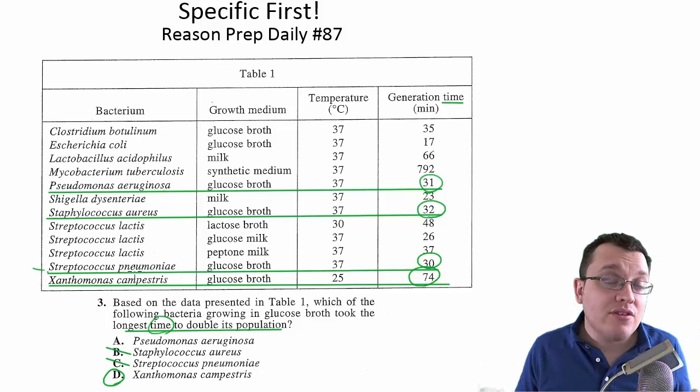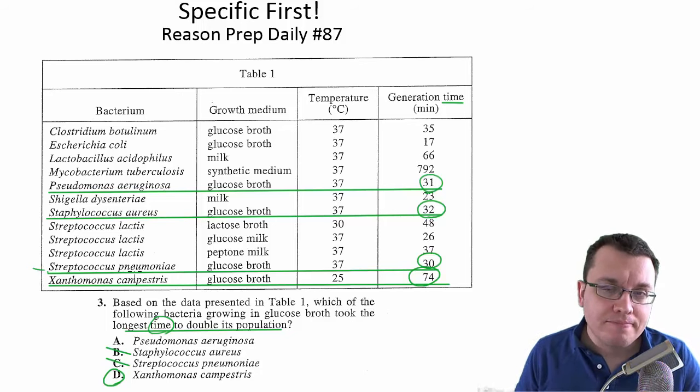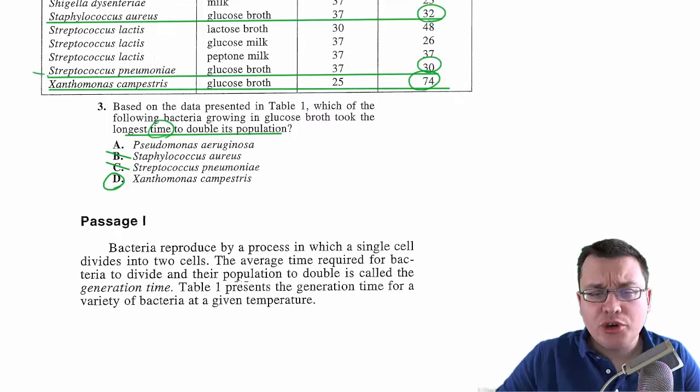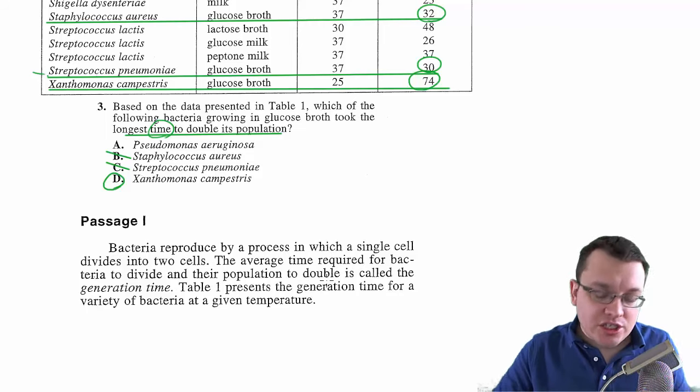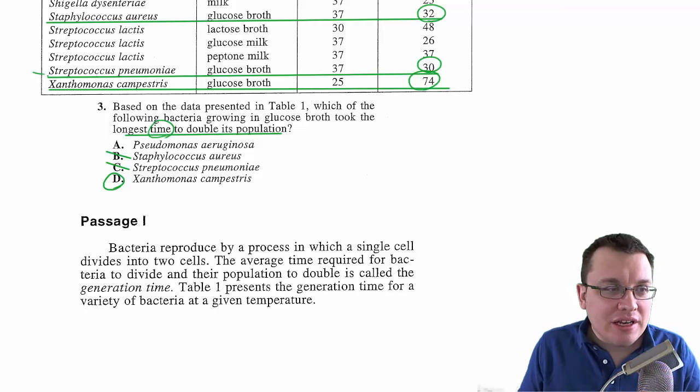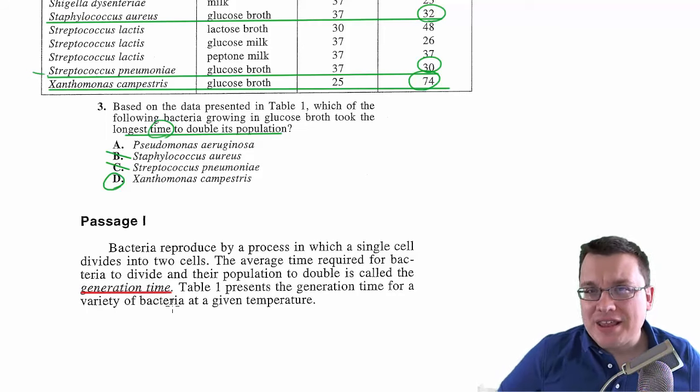Let me go ahead and show you that excerpt that defines generation time. So here we have it. Bacteria reproduce by a process in which a single cell divides into 2 cells. The average time required for bacteria to divide and their population to double is called the generation time. So it's not very hard, really, to just skim the passage. This was a pretty short passage overall, and find that and confirm it.